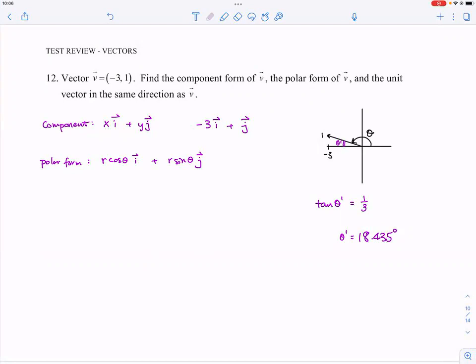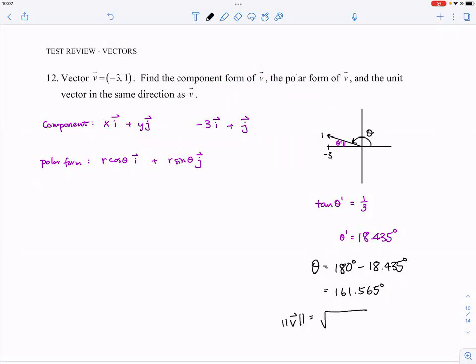18.435 degrees. So my theta would be 180 degrees minus 18.435 degrees. And that should give you 161.565 degrees. Okay, so that's my theta. And for the magnitude of v, well, that's a lot easier.